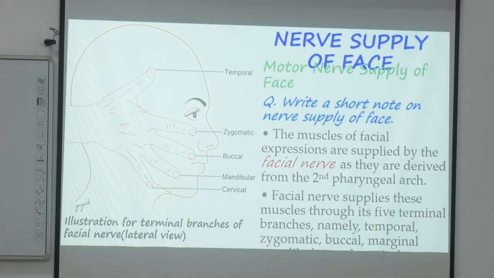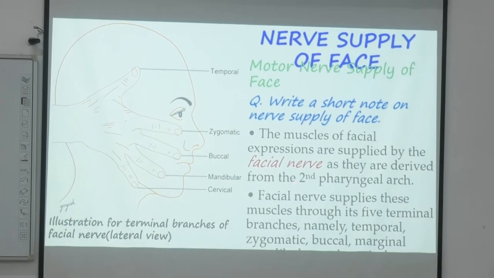Nerve supply of the face: it has sensory supply and motor supply. Motor supply is by the facial nerve. The muscles of facial expression are supplied by the facial nerve as they are derived from the second pharyngeal arch. Different arches, different nerves. The nerve of the second arch is the facial nerve, so it will be supplied by the facial nerve. The facial nerve supplies these muscles through its five terminal branches: temporal, zygomatic, buccal, marginal mandibular, and cervical. Next.